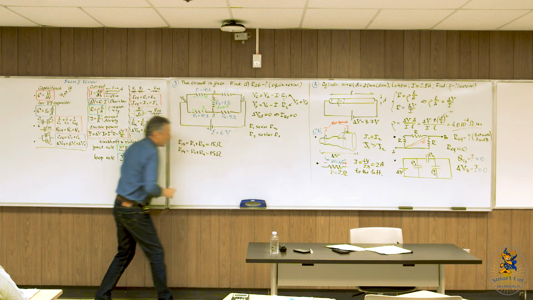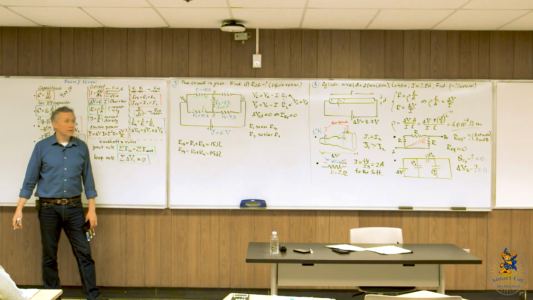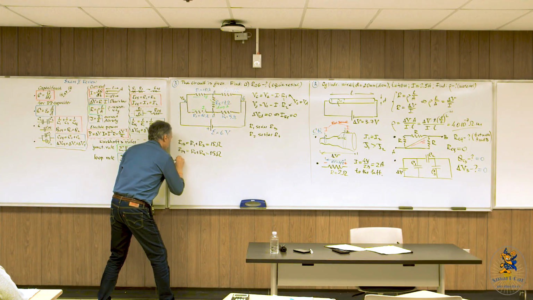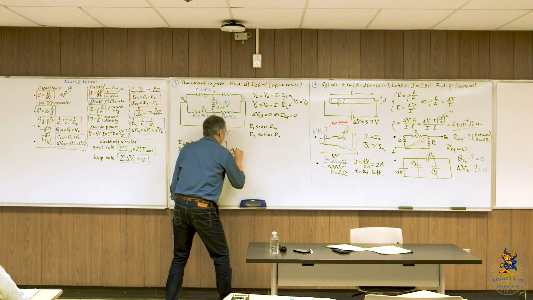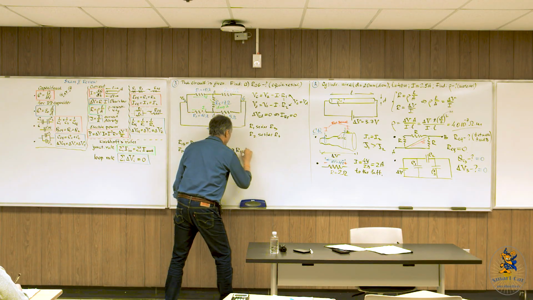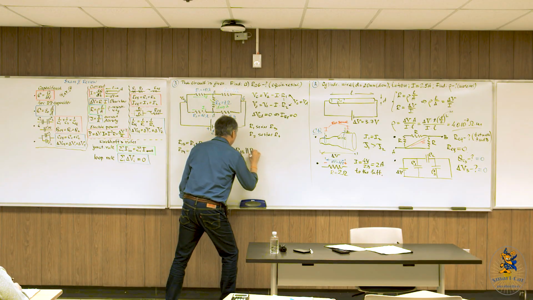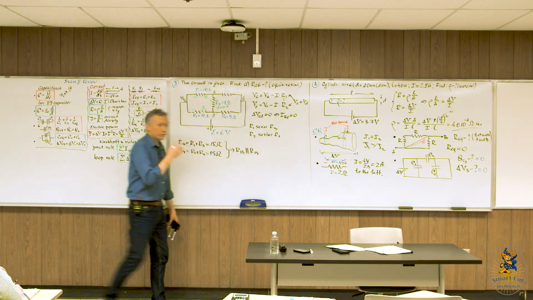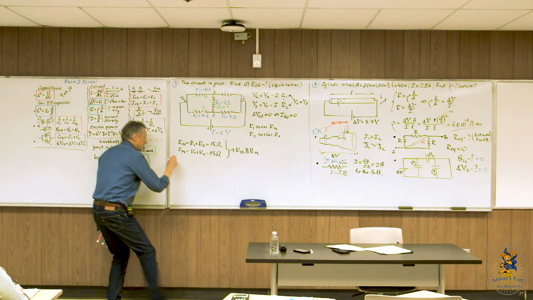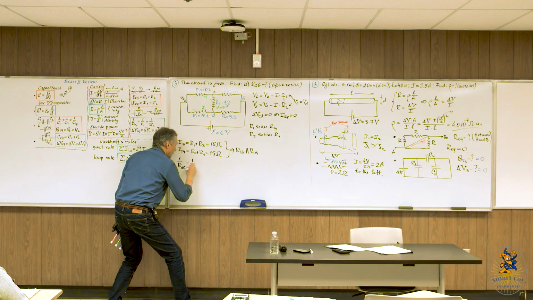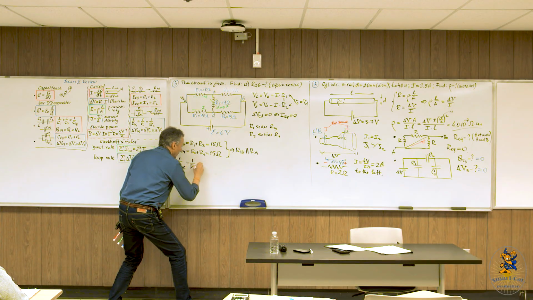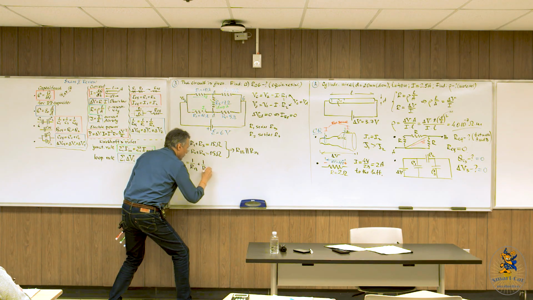15 ohms, and then these are, of course, in parallel with each other. So R13 is in parallel with R24. So now, of course, we need to use those reciprocals. Right? So 1 over RAB, let me call it, equals 1 over R13 plus 1 over R24.